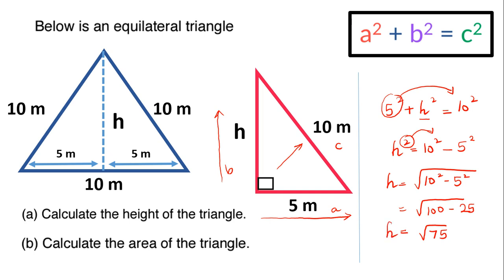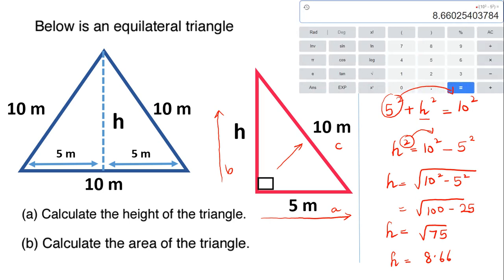So h is the square root of 75, or if you check that on your calculator, the square root of 75 is 8.66. Or we could just check it out. If you don't want to do all these steps, you can just simply grab your calculator, write the square root of 10 squared minus 5 squared, and you directly get your answer as 8.66. Now this means my h, or the vertical height, is 8.66. So the first part of the question is therefore solved. We have our height h, that is 8.66 meters.